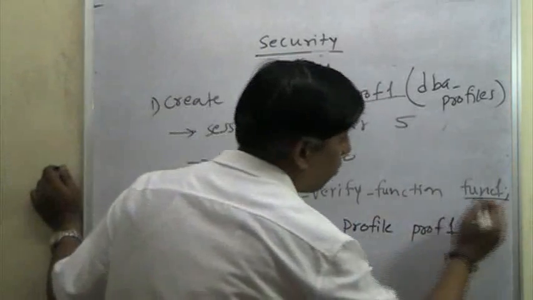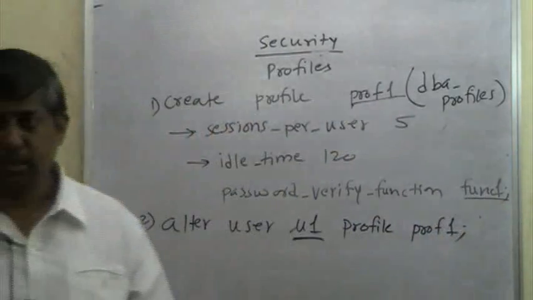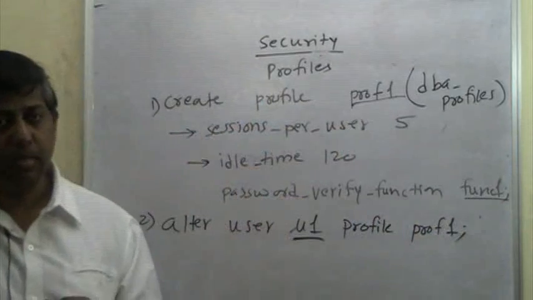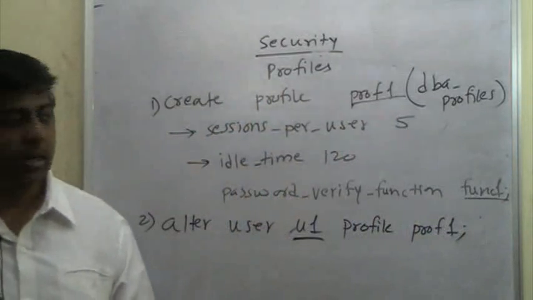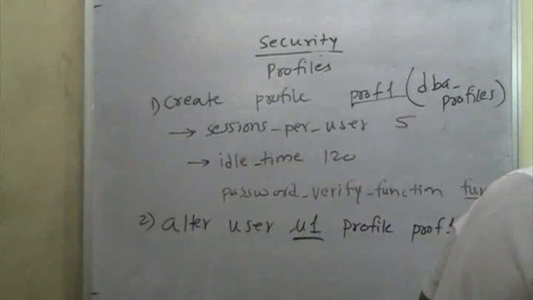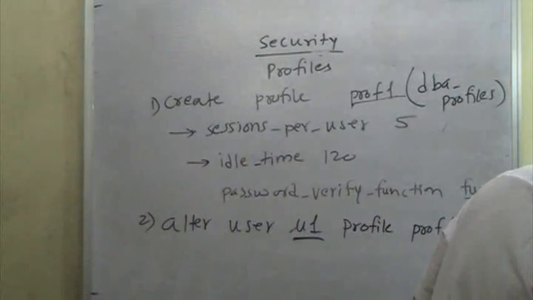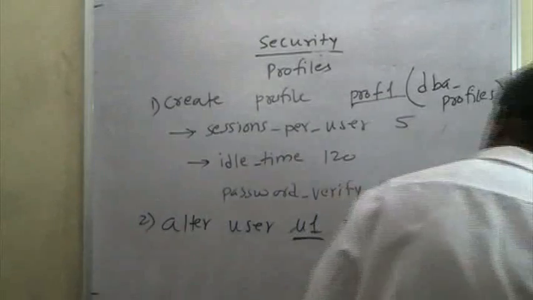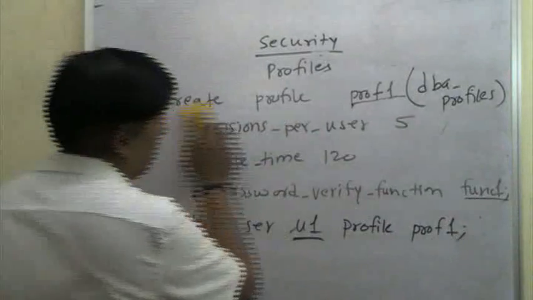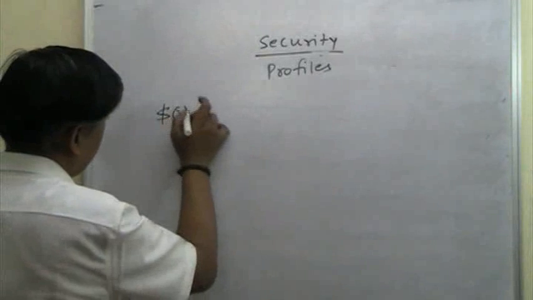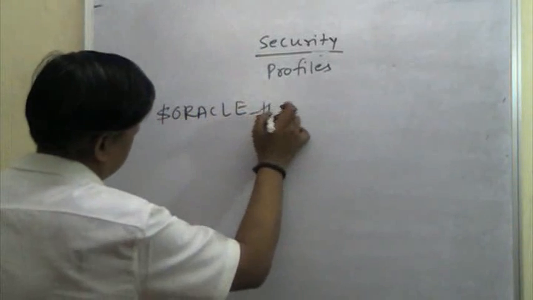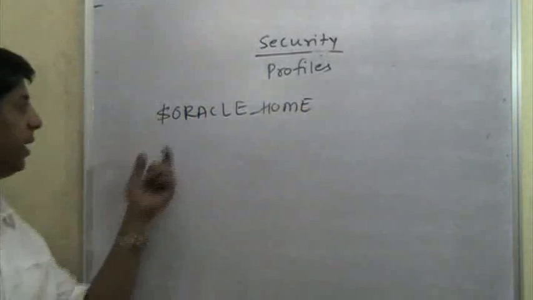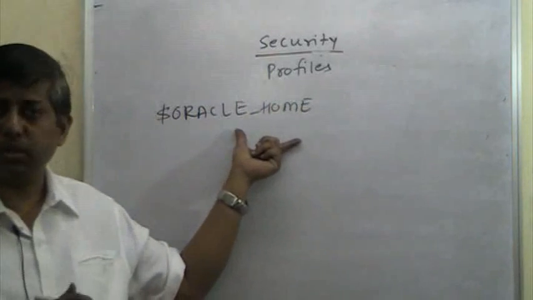What about this func1? Func1 has to be first created and compiled. Then only you can create the profile. Now you have to create the func1, and I will give you the name of the file that Oracle has given us. See, I mentioned $ORACLE_HOME. What is $ORACLE_HOME? It is a variable which will tell us where the Oracle software is installed.